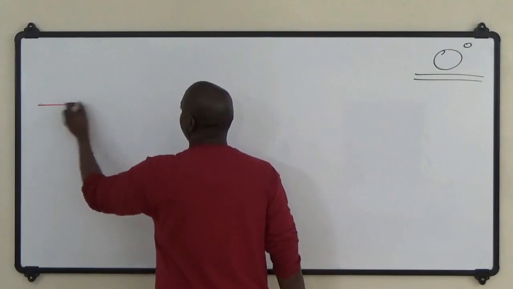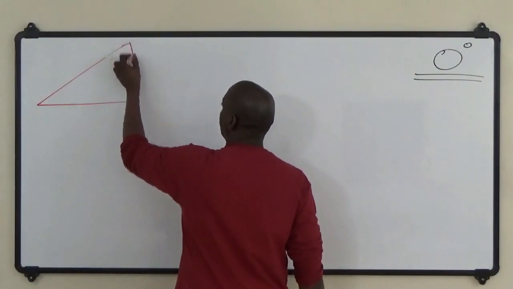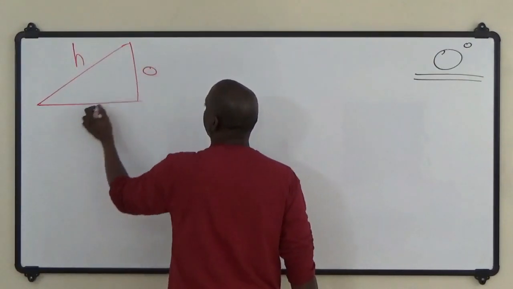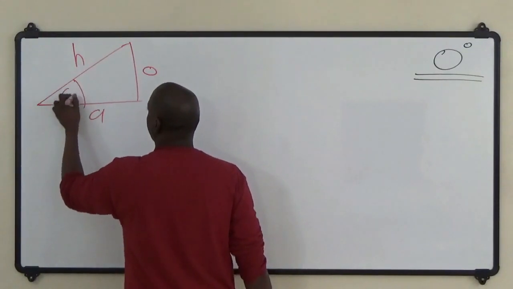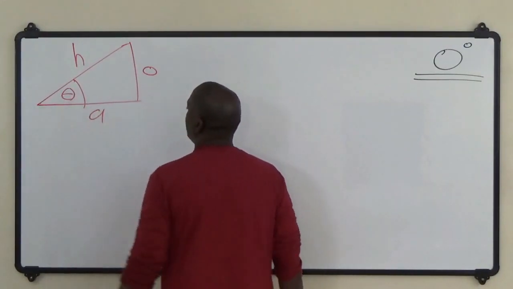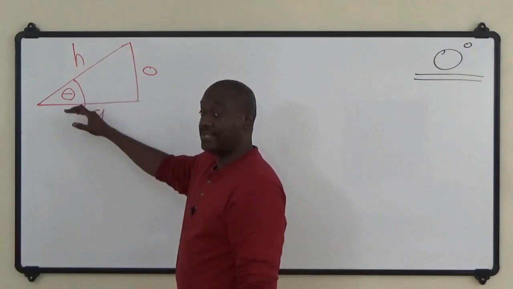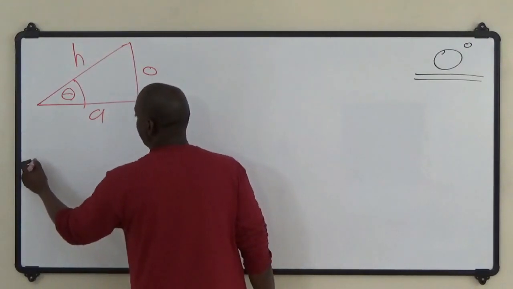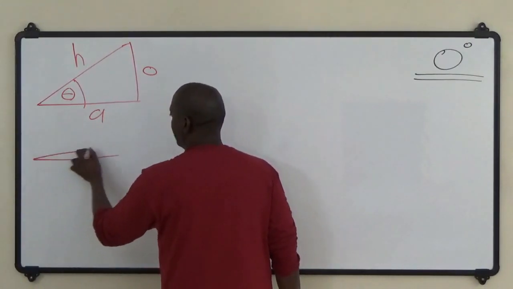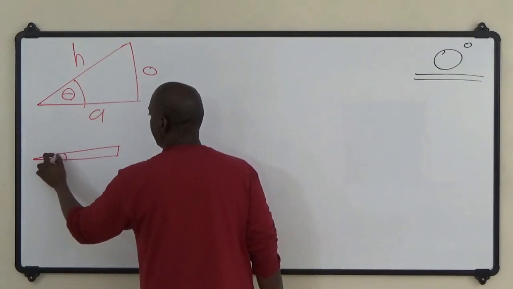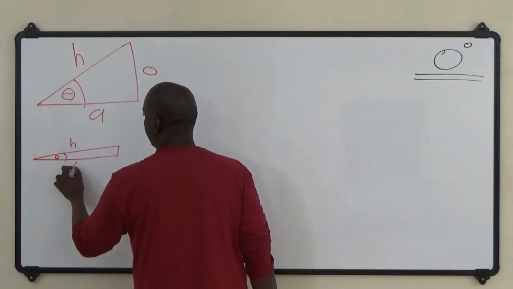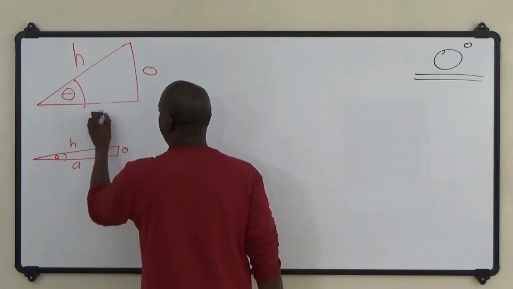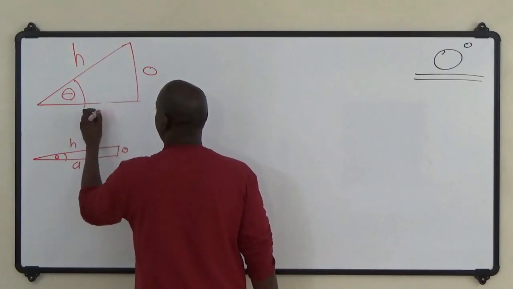So in general, you have a right-angled triangle where you have your hypotenuse, you have your opposite, and you have your adjacent, and that is your theta. All right? So as theta becomes smaller, as theta approaches 0, what will happen? As theta approaches 0, your triangle will start to look like this. Right? You have your H, you have your adjacent, and you have your opposite. All right?